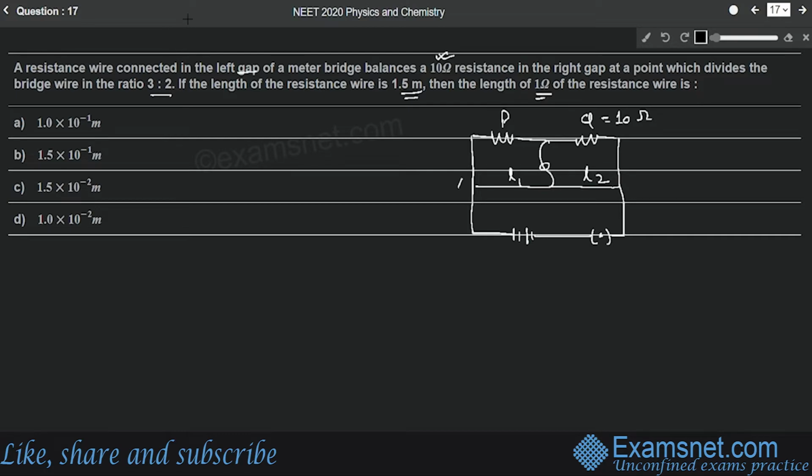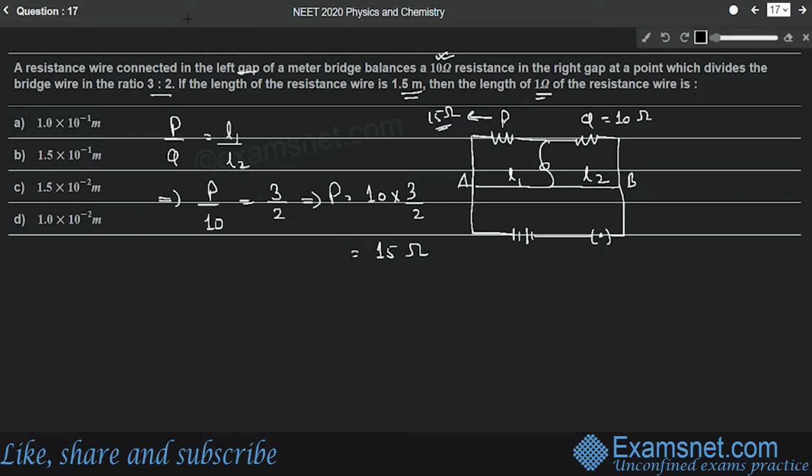Okay. Now, initially P by Q will be equal to L1 by L2. Okay. So, P by Q, that means 10 ohm. It is already given. And L1 by L2 is also given. It is 3/2. Okay. So what will be the value of P? It will be equal to 10 into 3/2. That means 30/2. So it will come out to be 15 ohm. Okay. So now we have got the value of P as well.